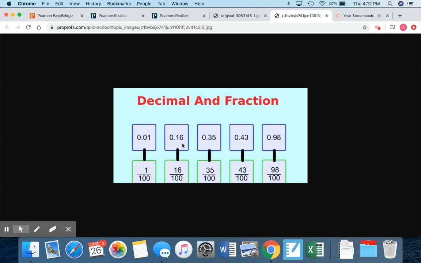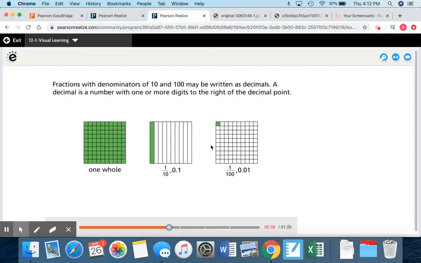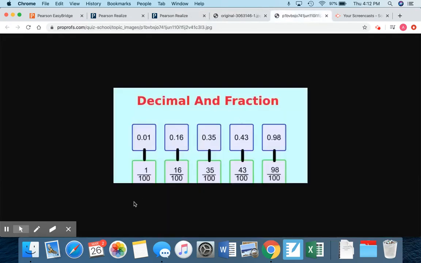Here we have 16 hundredths, because there's 16 out of 100 shaded. If you imagine 16 of these are shaded, that would be 16 hundredths, 0.16. Here we have 35 hundredths, 43 hundredths, 98 hundredths.